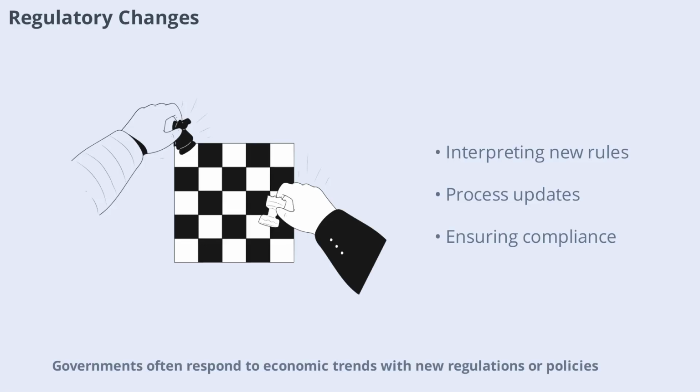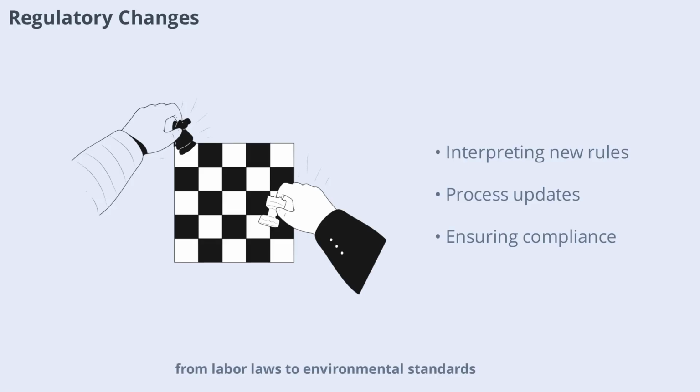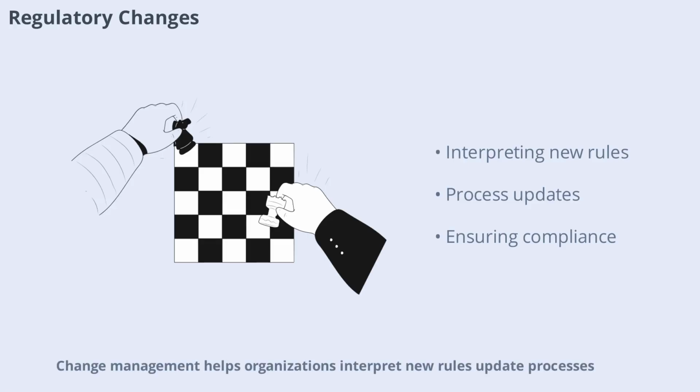Governments often respond to economic trends with new regulations or policies. These changes can affect how companies operate, from labor laws to environmental standards. Change management helps organizations interpret new rules, update processes, and train employees. By staying informed and proactive, companies can ensure compliance and turn regulatory changes into opportunities for improvement.